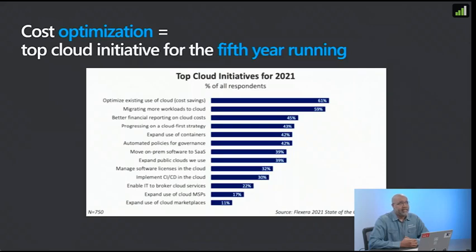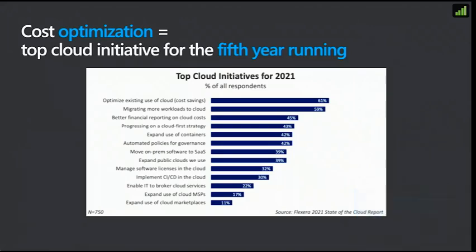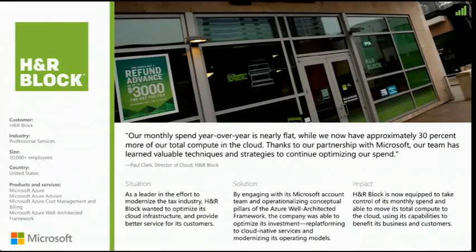Let's look at an example of a customer engagement to see cost optimization in action. H&R Block is a good example of how customers can optimize their Azure investment and maximize their usage of Azure services. And we can see here the situation, the solution, and the impact that cost optimization has had on H&R Block. As a leader in the effort to modernize the tax industry, they wanted to optimize their cloud infrastructure and provide better service for their customers.